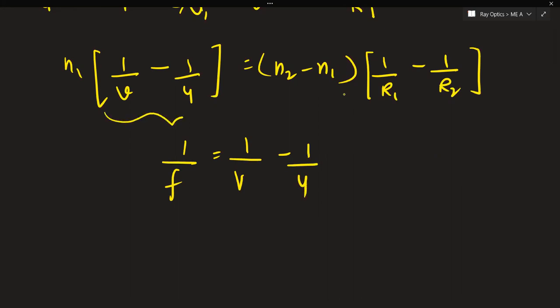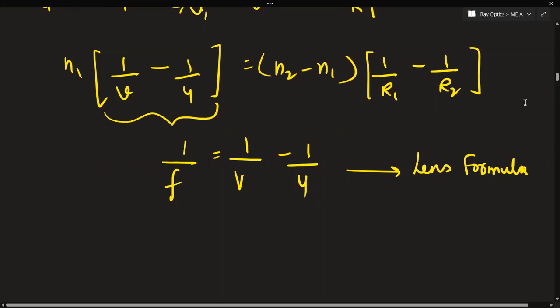This term, can you relate? Is this 1 by f? Same thing. This is known as lens formula. Class, lens formula is different. Lens maker formula is different. We are deriving lens maker formula. We are not deriving lens formula. And in your final exam also, whatever term you get, be sure of it, whatever it is asking, whether it's asking lens maker formula or lens formula.